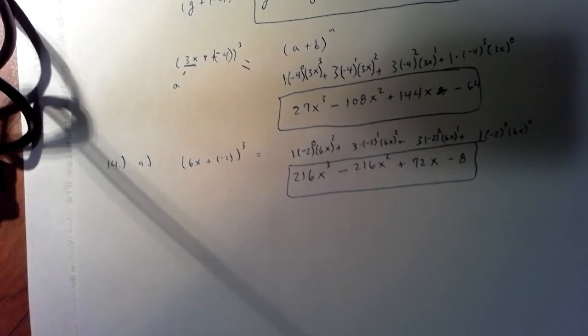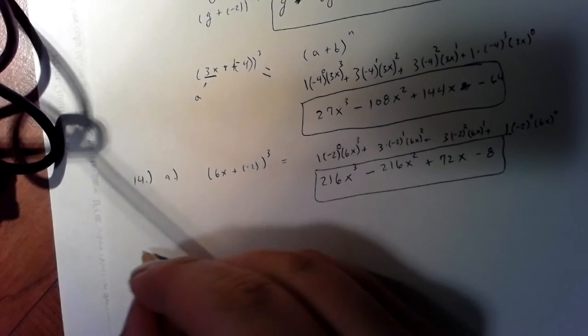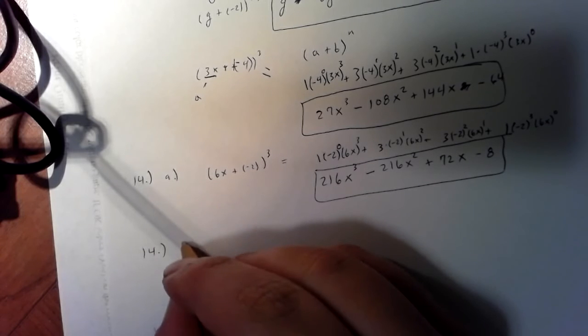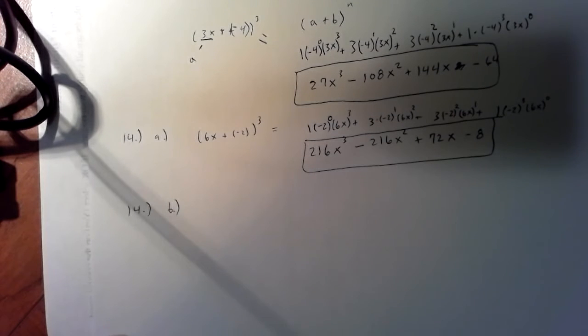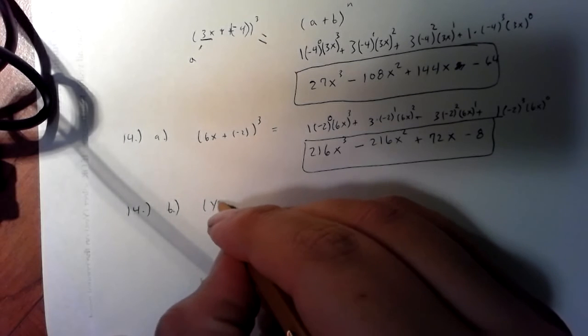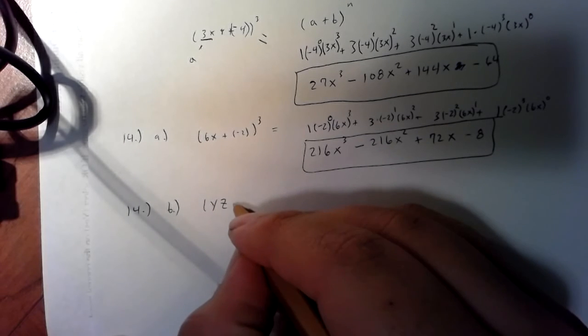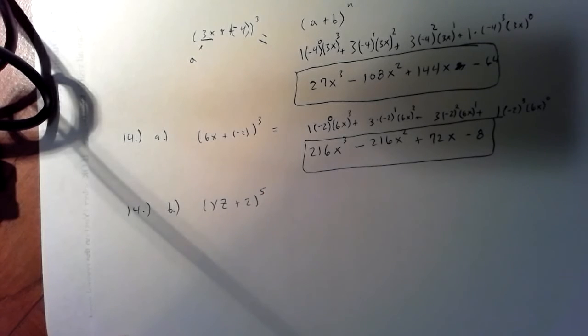Now we're going to do 14b. Okay. Let's see what we got here. And this is going to be (yz + 2) to the power of 5. Okay.